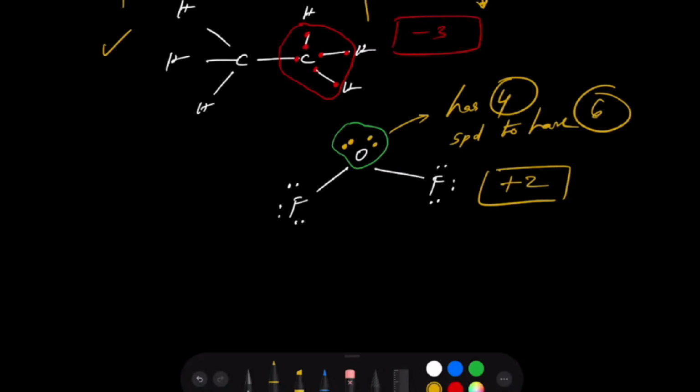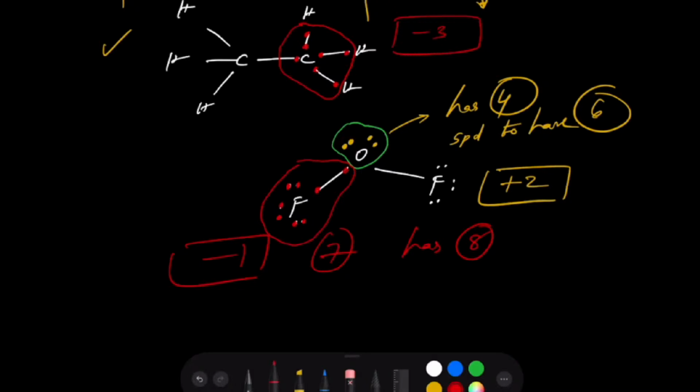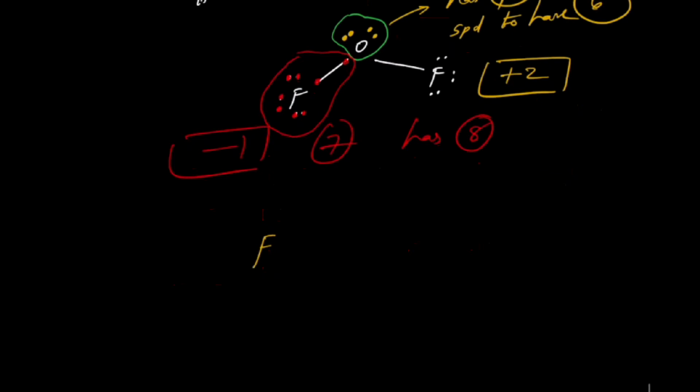But fluorine will grab that electron. How many electrons does fluorine have? 1, 2, 3, 4, 5, 6, 7, 8. It is supposed to have 7, but it has 8. So it has 1 extra. So fluorine holds -1 oxidation state here. Fluorine generally holds -1 oxidation state, except in its elemental form.